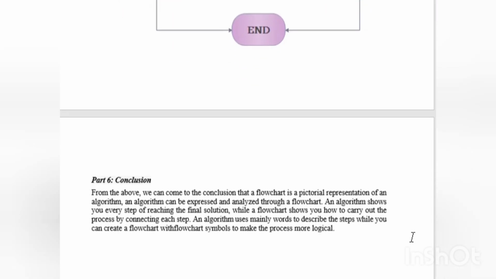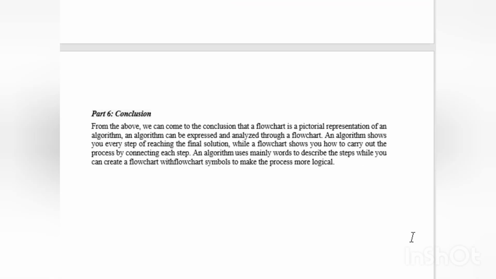Okay. Next we have part 6 or step 6, that is the conclusion. We can conclude that a flowchart is a pictorial representation of an algorithm. An algorithm can be expressed and analyzed through a flowchart. An algorithm shows you every step of reaching the final solution, while a flowchart shows you how to carry out the process by connecting each step. An algorithm uses mainly words to describe the steps, while you can create a flowchart with the help of symbols to make the process more logical.